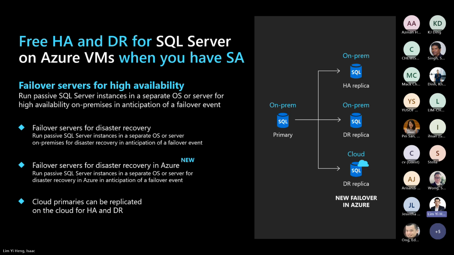Secondly, failover server for DR. It allows the customer to install and run passive SQL Server instances in a separate OSE or server on-premises for DR in anticipation of the failover event as well.